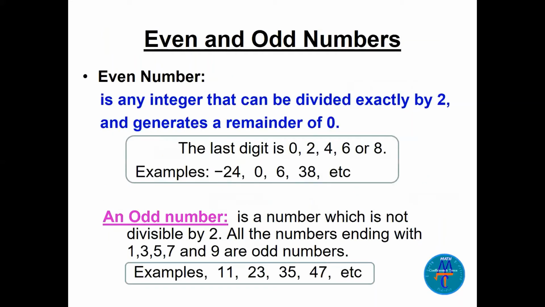Even and odd numbers. What is an even number? You see even, that means divided by 2. It is an integer that can be divided by 2. The remainder is 0. So the last digit in the number is 0, 2, 4, 6, 8. So we can have minus 24 is an even number, 0 is an even number, 6 is an even number, 38 is an even number, 10 is an even number, etc. An odd number cannot be divisible by 2. So it is an odd number, like 11, like 23, 35, etc.